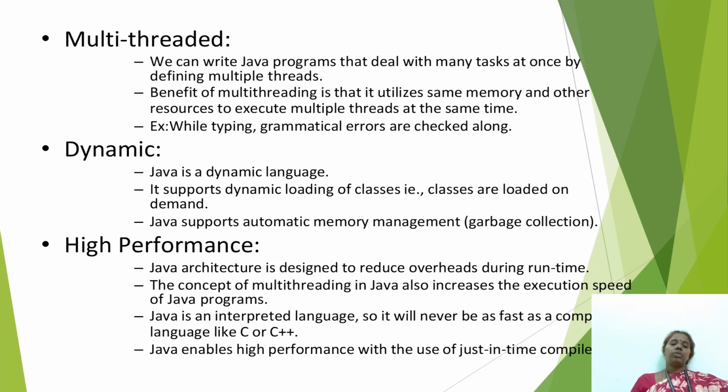And the next feature is high performance. Java architecture is designed to reduce the overhead during runtime. The concept of multi-threading in Java also increases the execution speed of Java programs. Java is an interpreted language, so it will never be the fastest compared to compiled languages like C or C++. Java enables high performance with the use of the just-in-time compiler, that means JIT.